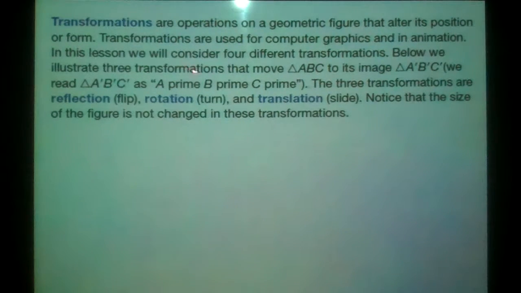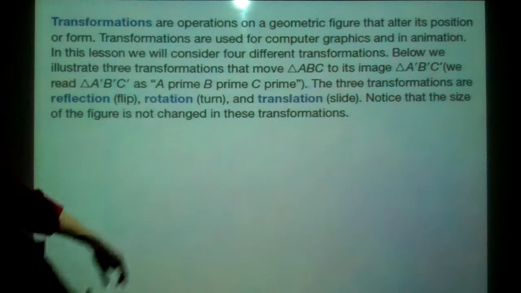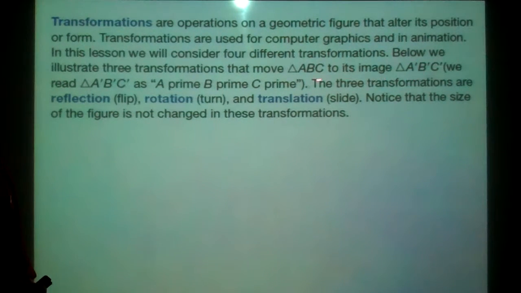We're going to consider, like I said, 4 different transformations, and below we're going to illustrate 3 of our main ones. We're going to take triangle ABC, and we're going to move it to its image A prime, B prime, C prime, and that's how we call that. So basically, A prime corresponds to the original A, where it was before we did our transformation.